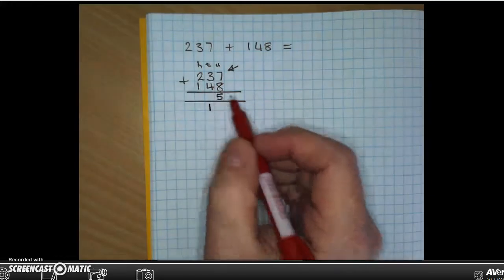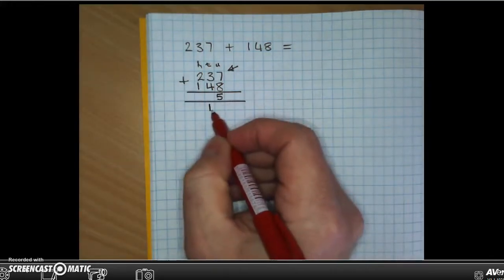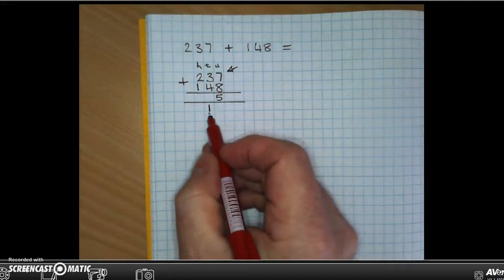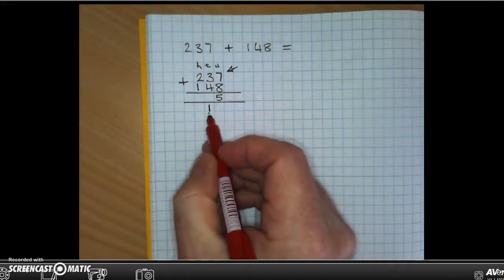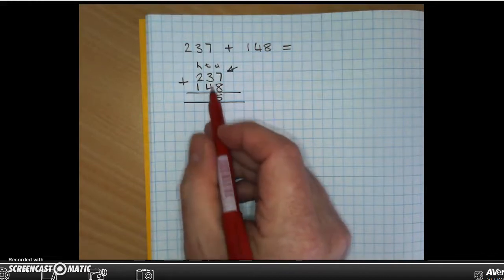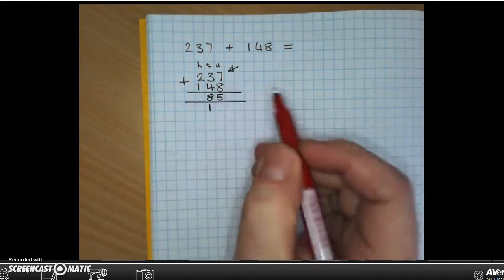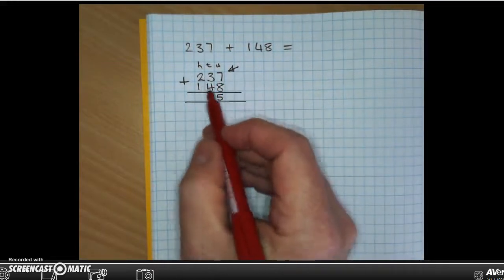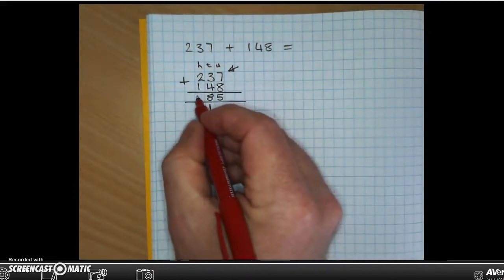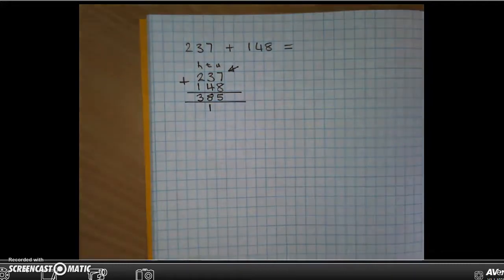So then we add 4 and 3, which is 7. Now, this is the most common mistake: to forget that 10 that's in that column, but we must add that 1 on at the bottom. So although 4 and 3 is 7, we've got to add an extra 1, which is 8. And then 2 and 1 in the hundreds comes to 3 hundreds. So the answer is 385.